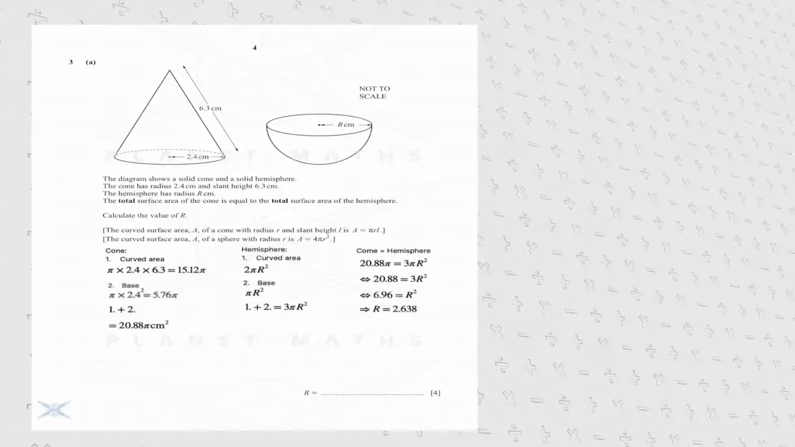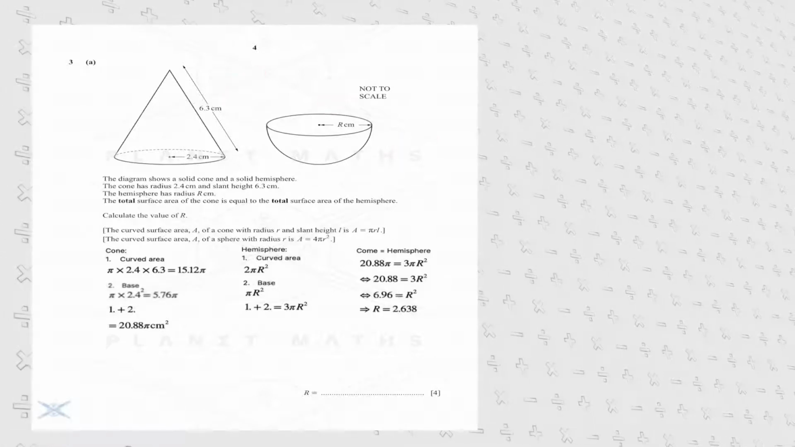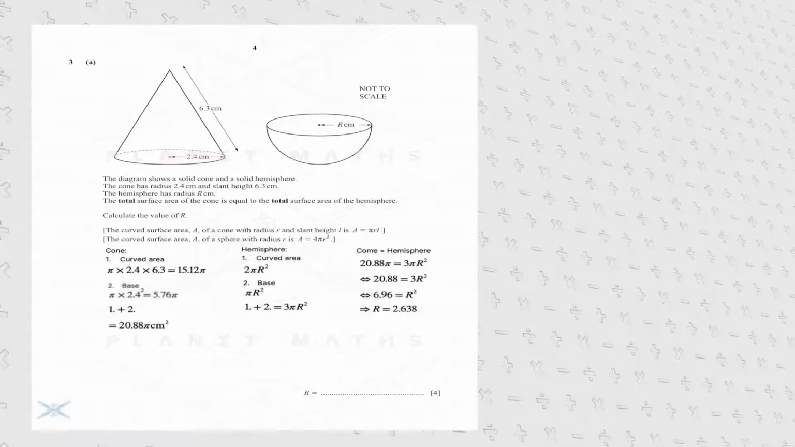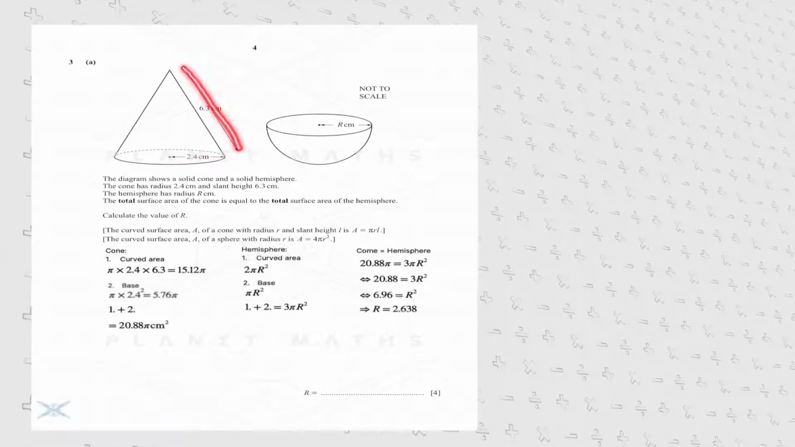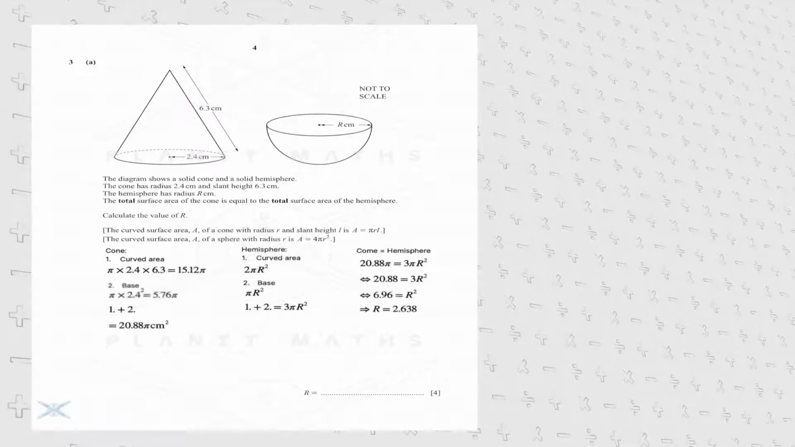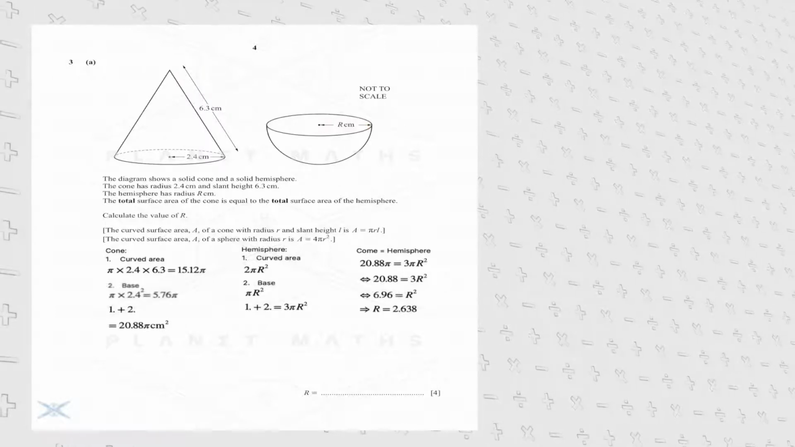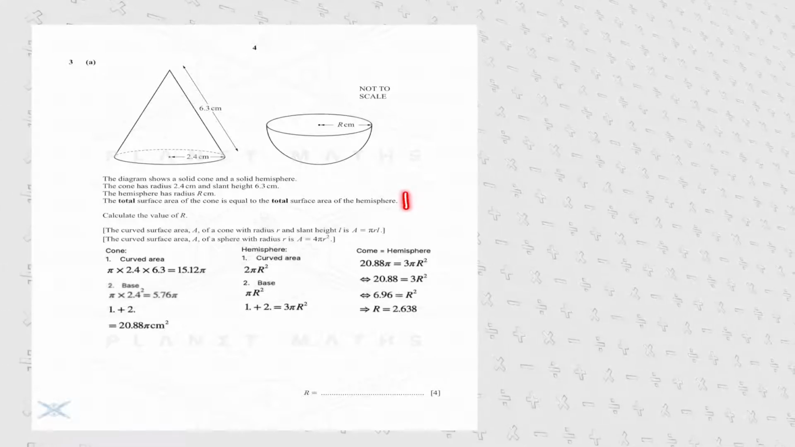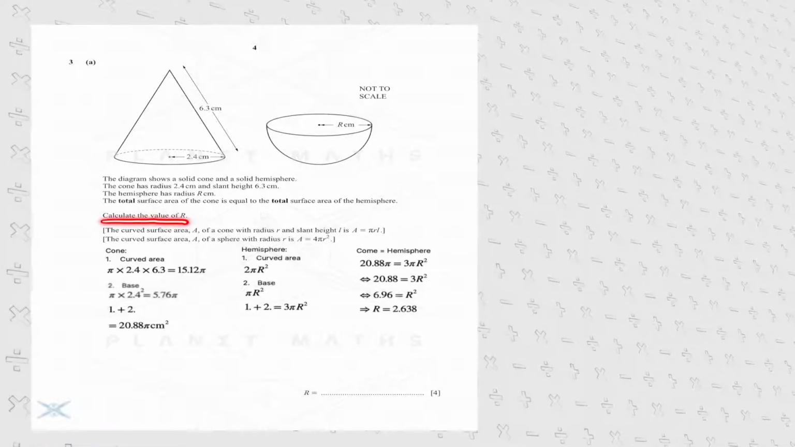Next, on to exercise 3, where in part A we are provided with a diagram, and it shows a solid cone and a solid hemisphere. The cone has the radius 2.4 centimeters and the slant height 6.3 centimeters. The hemisphere has radius capital R centimeters, and the total surface area of the cone is equal to the total surface area of the hemisphere. We are required to calculate the value for R.